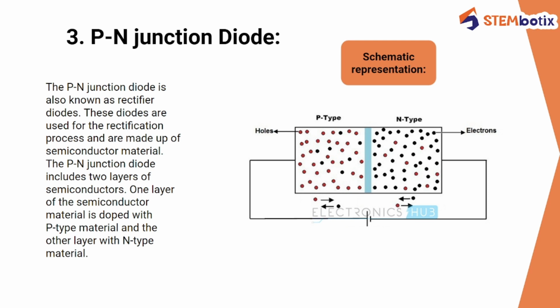In this, two types of semiconductor materials are used. The PN junction diode includes two different layers of semiconductors. One layer of the semiconductor material is doped with p-type material. You can see over here, this region is highly doped with p-type material, and this side is highly doped with n-type material, and hence it is named the PN junction diode.